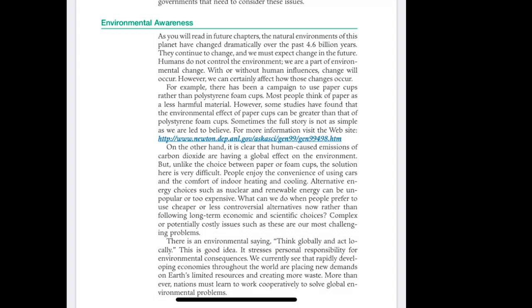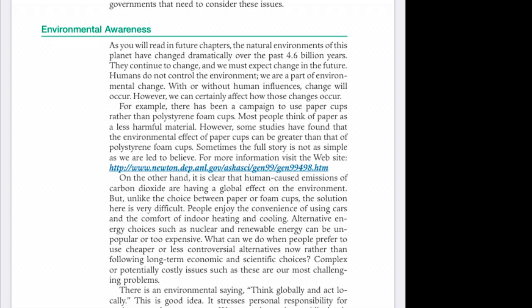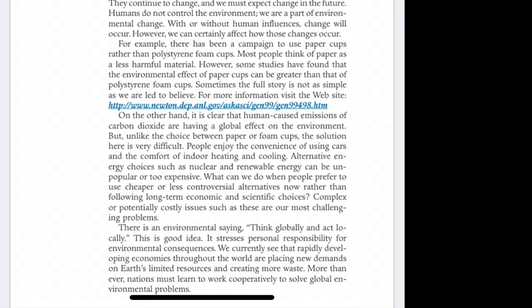On the other hand, it's clear that human-caused emissions of carbon dioxide are having a global effect on the environment. But unlike the choice between paper or foam cups, the solution here is very difficult. People enjoy the convenience of using cars and the comfort of indoor heating and cooling. Alternative energy choices such as nuclear or renewable energy can be unpopular or too expensive. What can we do when people prefer to use cheaper or less controversial alternatives now rather than following long-term economic and scientific choices? Complex or potentially costly issues such as these are the most challenging problems.